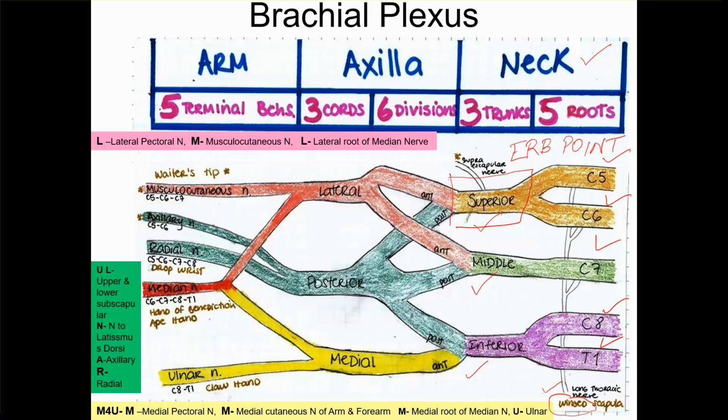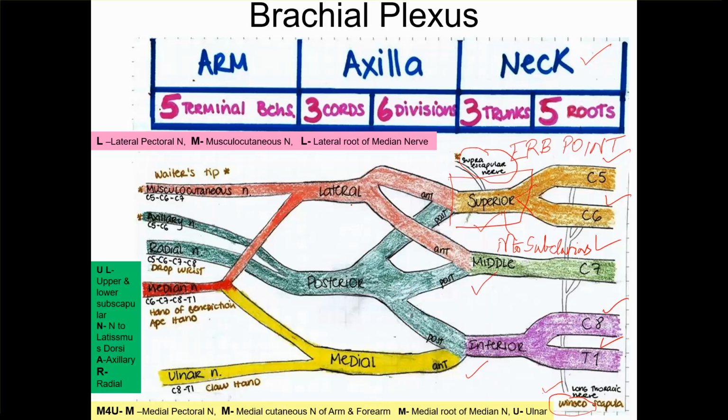There is the union of C5 and C6. Then there is the giving off of the suprascapular nerve. One more nerve is given at this location, called the nerve to subclavius. And it also gives 2 divisions, the anterior and the posterior division. So there are totally 6 nerves seen at this location, and it is called Erb's point. If it is injured, it is going to cause Erb's palsy.